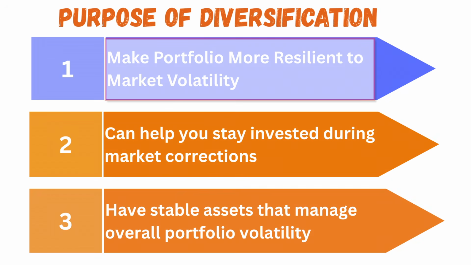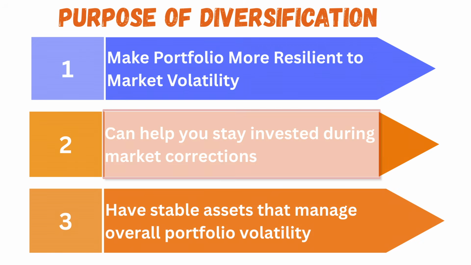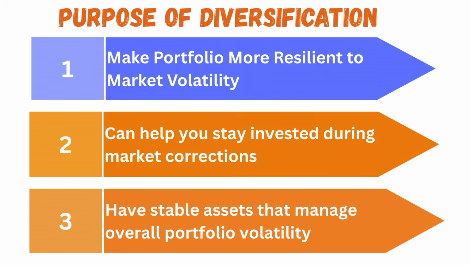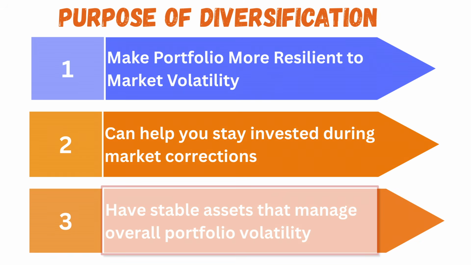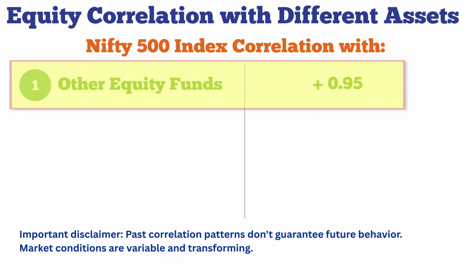The purpose of diversification is to make the portfolio more resilient to market volatility. Diversification then can help you stay invested during market corrections and have stable assets that can manage the overall portfolio volatility. We can understand this in detail through correlation numbers. Nifty 500 index correlation with other equity funds is a very high positive correlation of around 0.95. That means other equity funds typically move similar to Nifty 500.